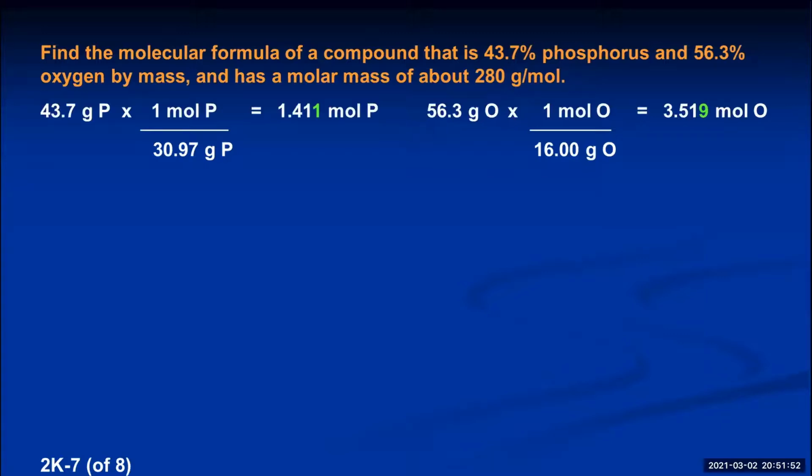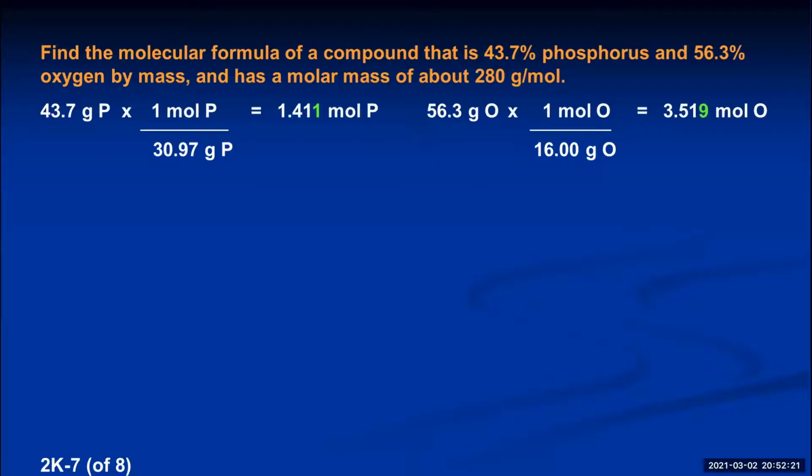So the 3 steps to determine the empirical formula. If you're not given mass data to start, first you have to get mass data by assuming 100 grams of the compound. That's where I got 43.7 grams of phosphorus, 56.3 grams of oxygen. Second step, convert the mass into moles by dividing by their molar masses. And now we'll have the moles of the 2 different elements making up the compound. If there were 3 elements, you would calculate moles of all 3. If there were 4 elements, you'd calculate the moles of all 4.